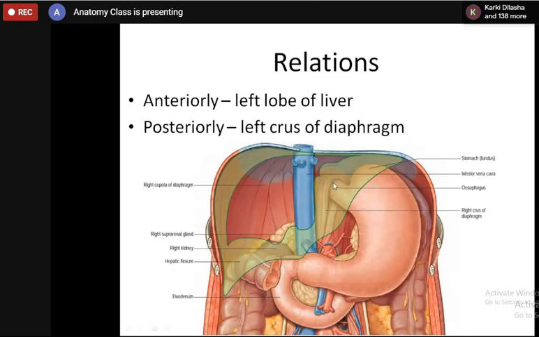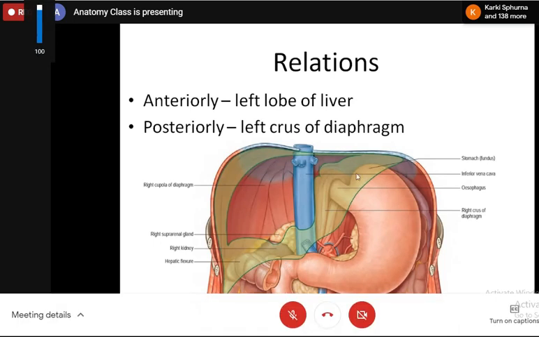Now we can see this short portion of esophagus is the abdominal part of esophagus, which immediately becomes continuous with the cardiac end of the stomach, and this stomach continues down as the duodenum. This short portion, about 1.25 centimeter in length, is related anteriorly with this green structure. This is the liver, so it is related with the left lobe anteriorly.